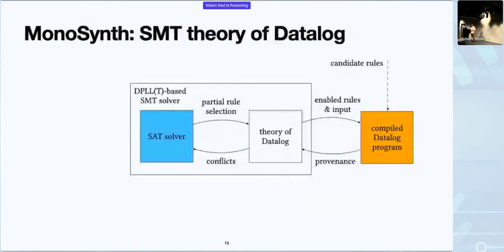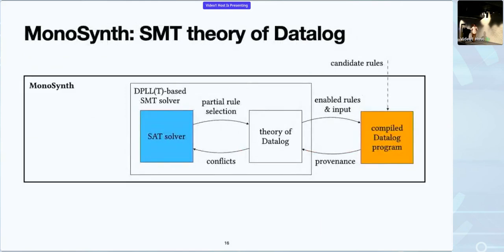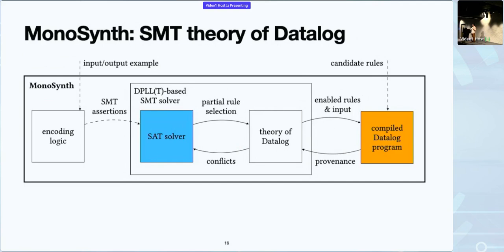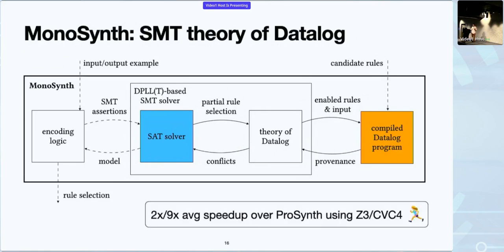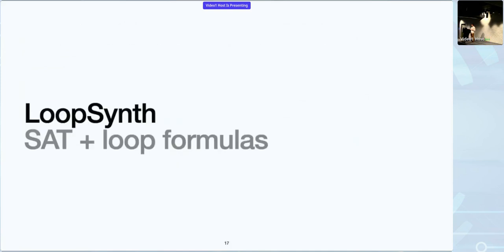OK, so returning to Monosynth, this is the core. We sort of stick it inside a single process. We have some encoding logic that takes the input-output example, turns it into SMT assertions, gets back a model, and then from that model extracts the row selection. This leads to some speedups over ProSynth. The magnitude sort of depends whether you use Z3 or CVC4 as the backend solver. All right, so that's Monosynth in a nutshell.